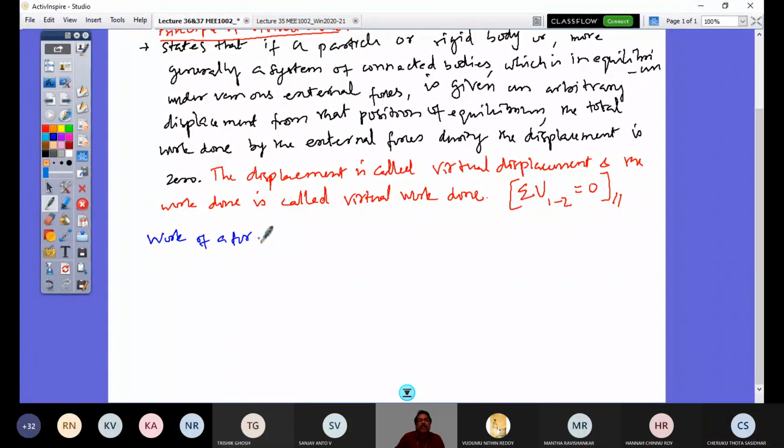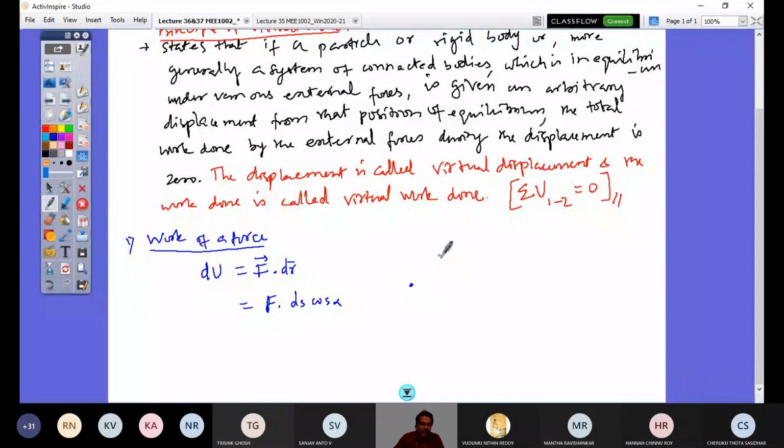Why do I write work of a force and its definition? So that you would also understand what you mean by work of a moment or a couple. So work of a force, the dU, I can define as F vector dot dr vector. So what does this dot product refer to? F into ds into cos alpha, if I define the system like that.